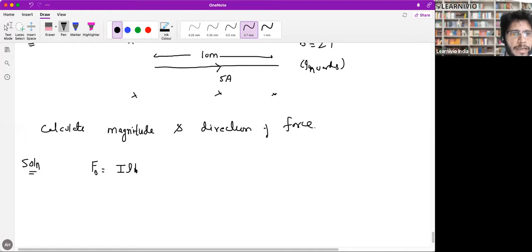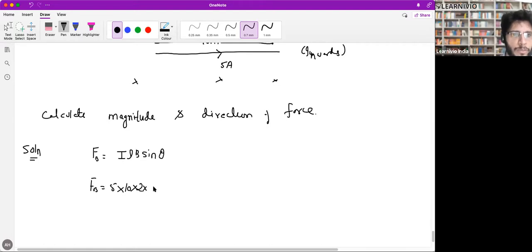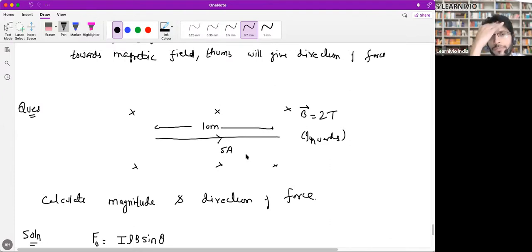Magnetic force is I L B sine theta. Current is 5 ampere. Length of the conductor is 10 meter. Magnetic field is 2 Tesla multiplied by sine 90. That comes out to be 100 Newton. Everyone is getting the same magnitude. Magnitude is correct. Now, for direction, draw this thing in your notebook first. Mariam, the magnetic field is inwards, so force cannot be inwards.